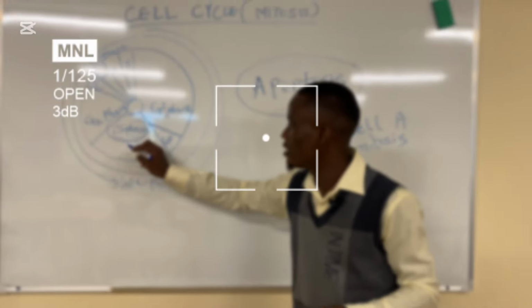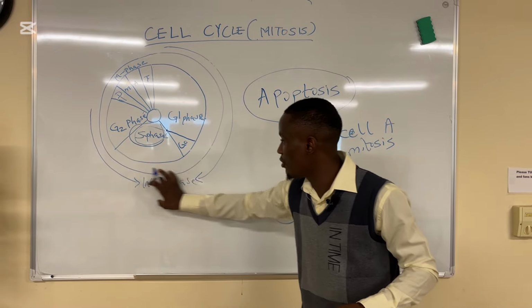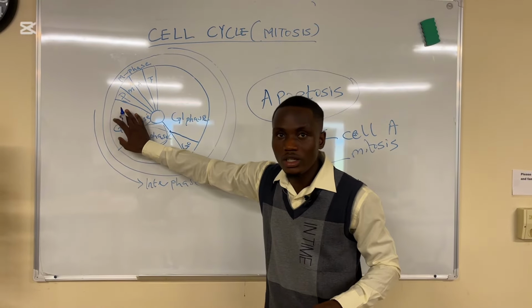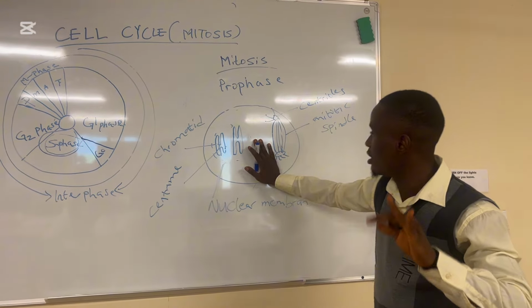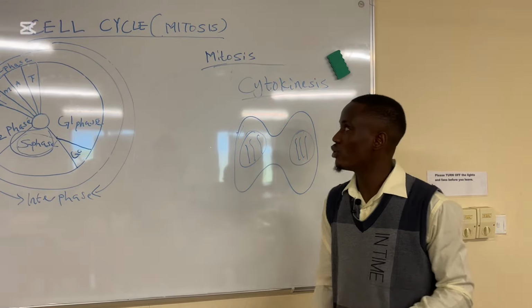So after this S phase, the next phase under interphase, which is the last phase, is what we call the nuclear membrane disintegrate. 2. Condensation of the chromatid. We have 3 major things we'll be talking about under cell cycle.